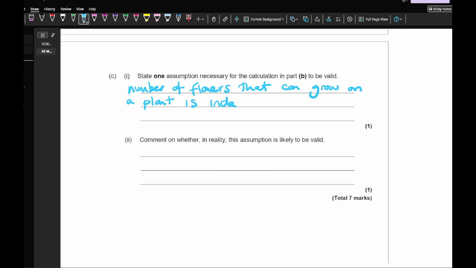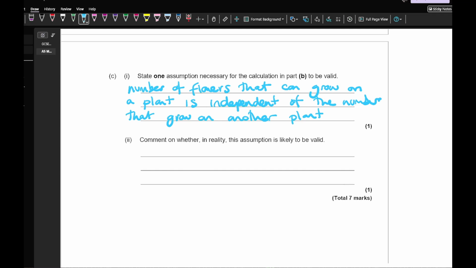Is independent of the number that grow on another plant. So don't just say that it's independent, you've really got to put some context behind it. On another plant. And then comment on whether in reality the assumption is likely to be valid. Now for this you can either agree or disagree in terms of whether this is likely or not. Again, looking at the mark scheme, there's lots of different answers you can possibly give. It just needs to be a valid answer.